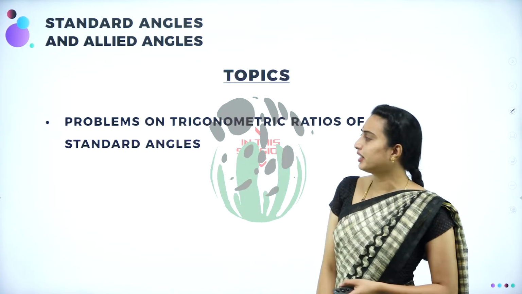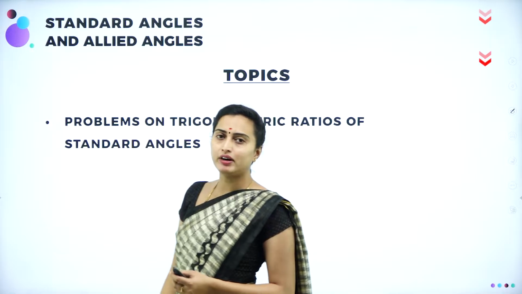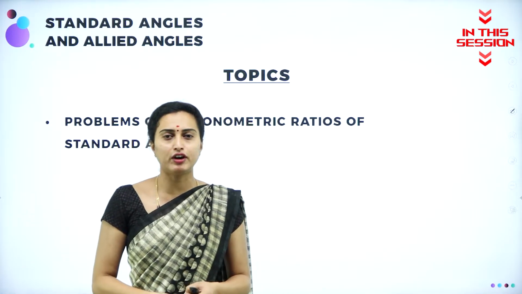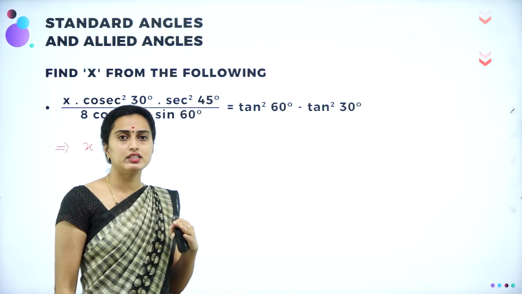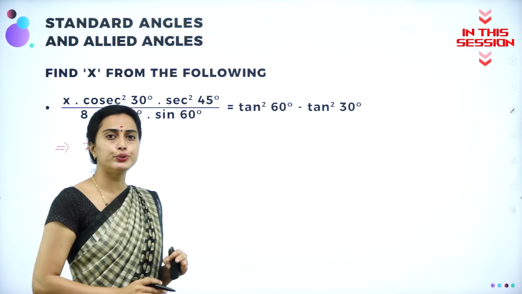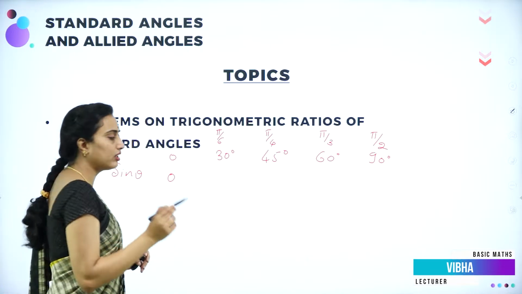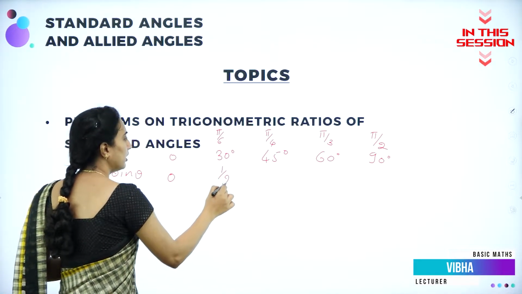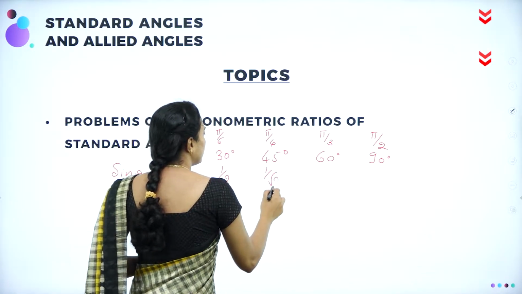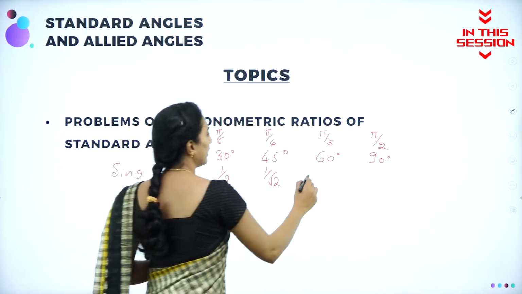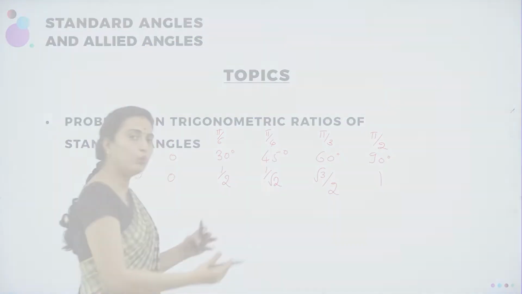Problems on trigonometric ratios of the standard angles. For this, you need to remember the values of the trigonometric functions. What is sine 30 degree? Which is 1 by 2. Cosecant 30 degree is the reciprocal, 2. Sine 0 degree value is always 0, and then sine 30 degree is 1 by 2, and sine 45 degree is nothing but 1 by root 2. Similarly, sine 60 degree is nothing but root 3 by 2, and sine 90 degree is 1.